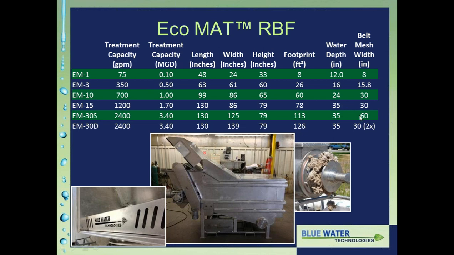With the larger units, our largest unit, the EM30, which again is a 3.4 MGD capacity, is roughly a 60-inch wide cartridge, and so that'll give you an idea as to the size of these cartridges installed in a channel.